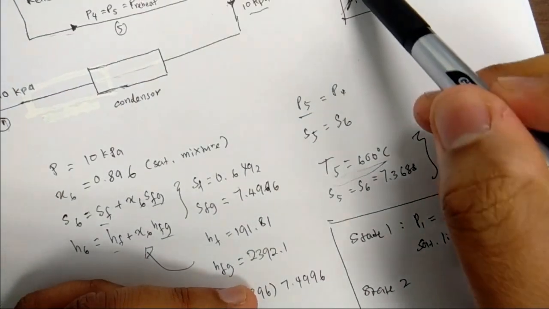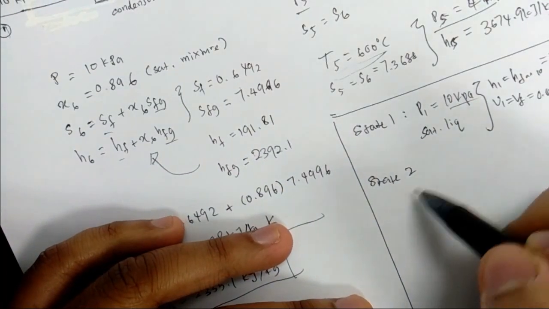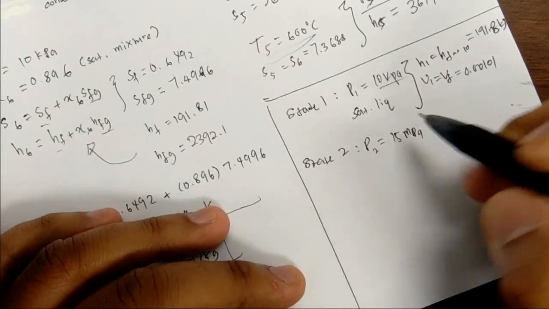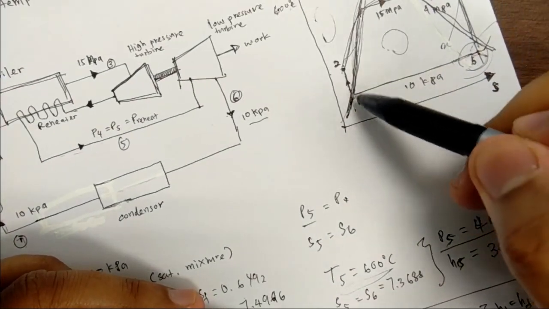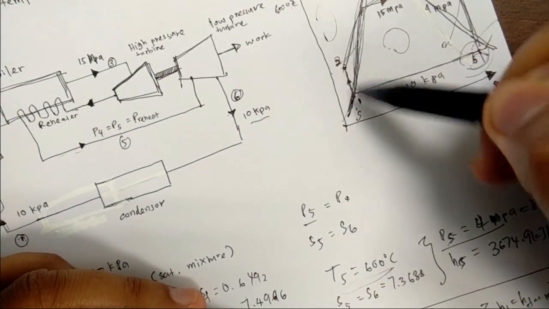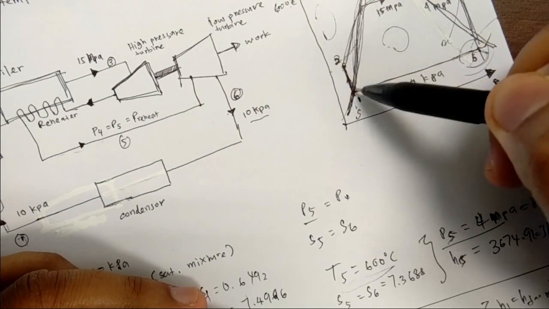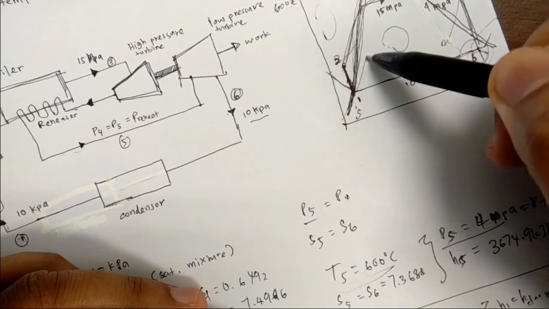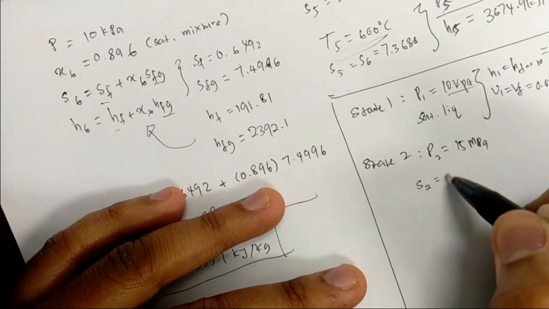Okay, at state 2, after the pump, the pressure is equal to 15 megapascal. Another piece of information is the entropy: the value of S from 1 to 2 is constant, it does not change. If there were a change, the line here would go like this or like this, but it is a straight line, so the entropy is constant from 1 to 2. So S2 is equal to S1.